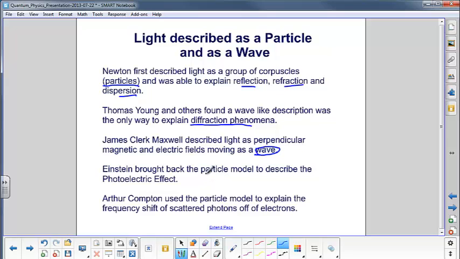Then Einstein brought back the particle model to describe the photoelectric effect, and Arthur Compton used the particle model to explain the frequency shift of scattered photons off of electrons. So we have a bit of a dichotomy here, where the same phenomenon, light, is described as both a particle and a wave.